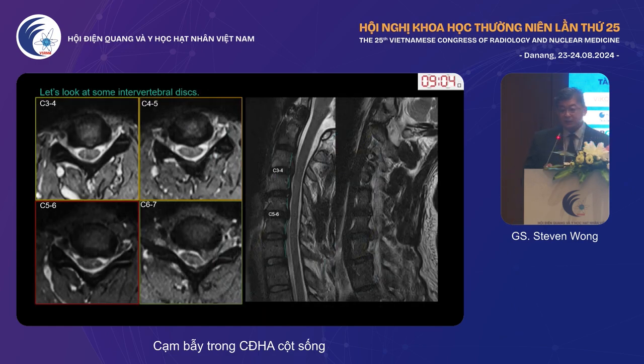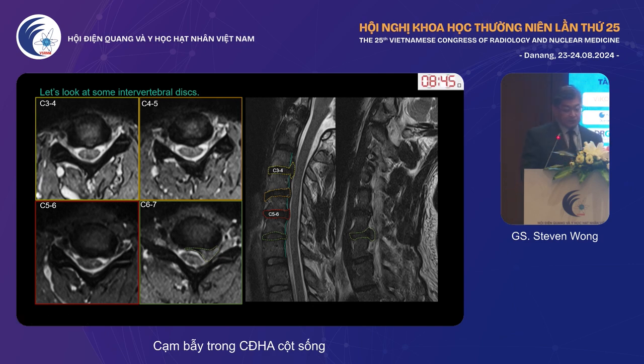Right. So let's look at some disc. So the disc can do whatever it wants to do. So you have different types of disc protrusions. In the cervical spine, you want to see whether the disc is still below the posterior longitudinal ligament or otherwise.